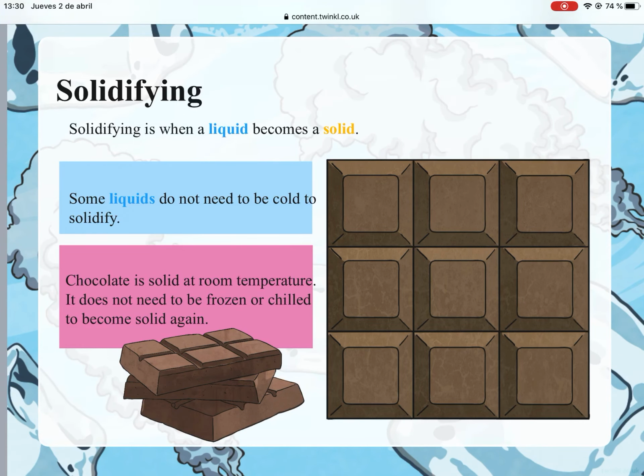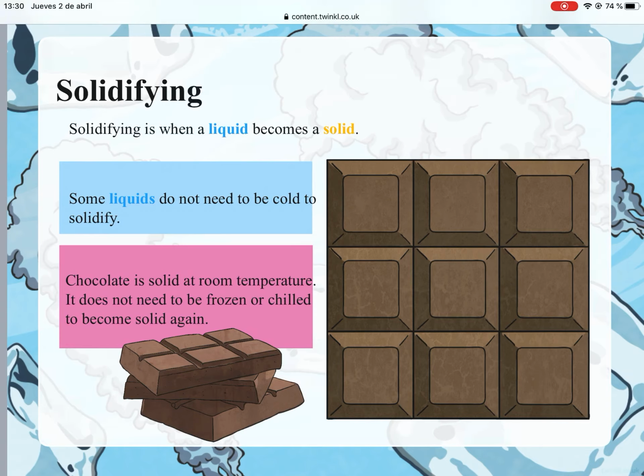Solidifying. So remember in class, we talked about melted chocolate. And you have a piece of melted chocolate and you put it in the freezer or you just put it in the fridge and it will become solid again. So as you can see in the picture, some liquids do not need to be cold to solidify.